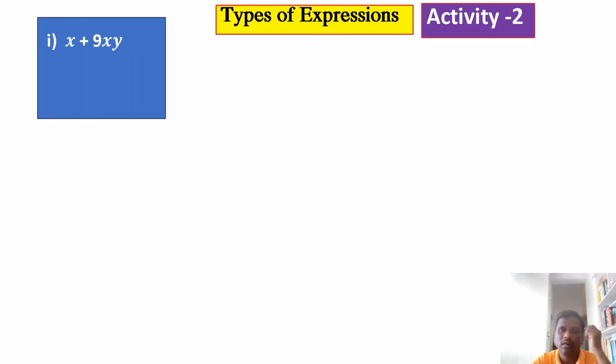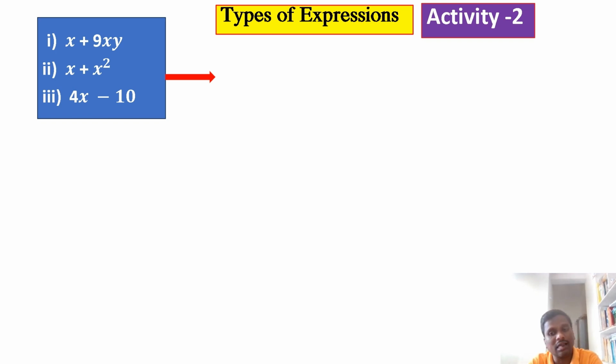Now here, types of expressions. Here is activity number 1. First, x plus 9xy; second, x plus x square; and third, 4x minus 10. In these three cases, in the first problem, x is a term and 9xy is a term. These have no same variable and same exponents. That's why in the first case these are not like terms, these are two unlike terms.